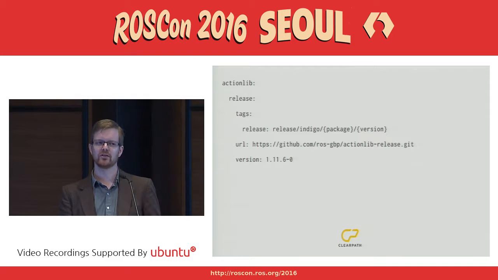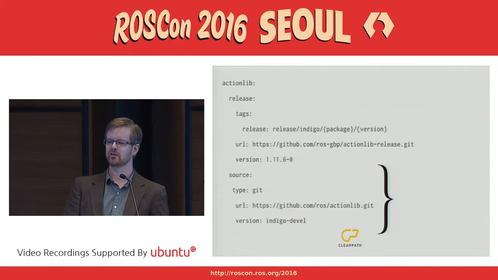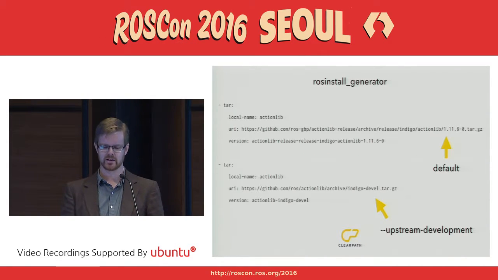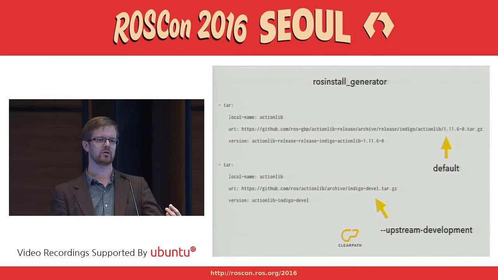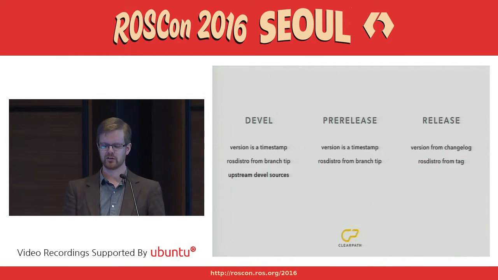The really cool thing, though, that we have like 3 minutes to talk about is the devel bundle. So the devel bundle is based on the source branches instead of the release branches. There's another flag for ROS install generator, which is upstream development. Upstream development will get you the source from the upstream source repo instead of from the Bloom GBP repo. So this cuts Bloom out of the picture. Sorry, William. The devel bundle is really neat because it's giving us all of the devel branches across the entire ROS distro for what we're doing.